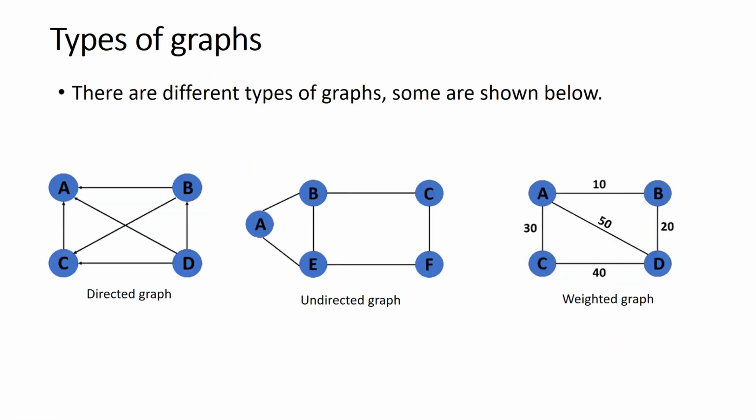There are many classifications for graphs, depending on many criteria. I just mentioned a few of them that we are interested in: directed graph and undirected graph, which we have just explained. And we have what we call a weighted graph. A weighted graph is a graph that has weights on the edges. It could represent distance or cost, depending on the problem we are dealing with.